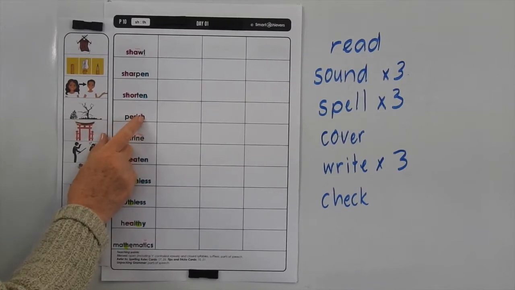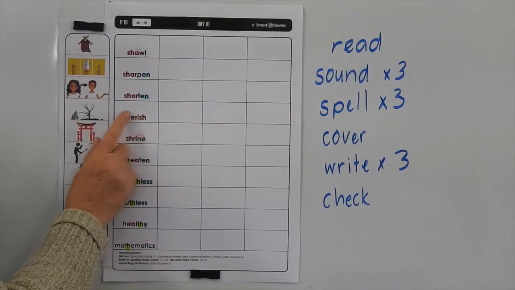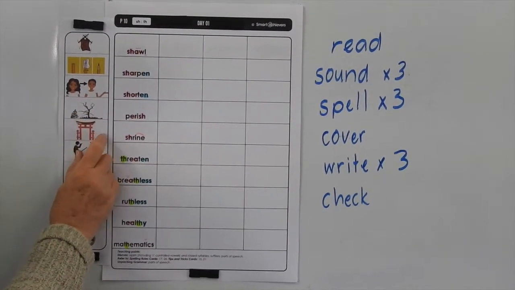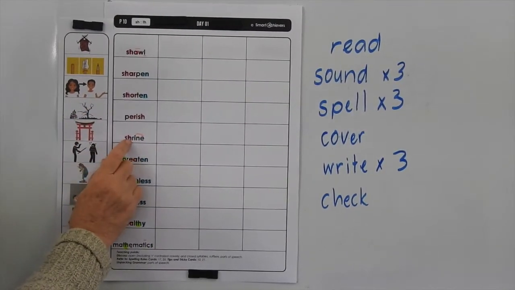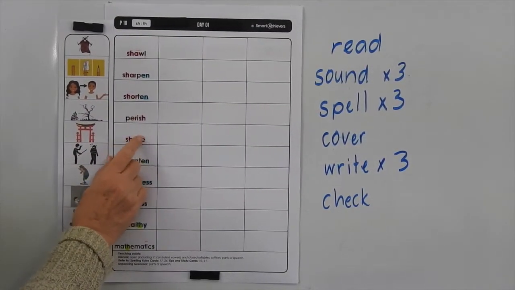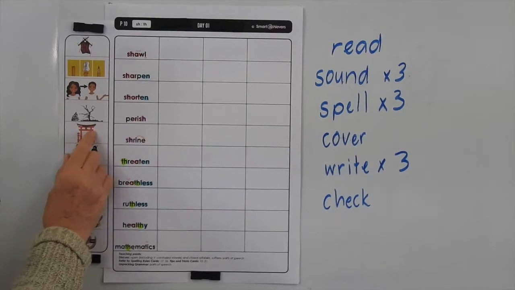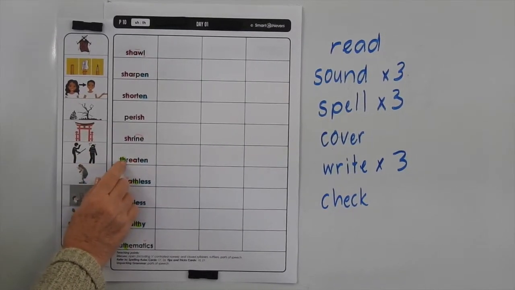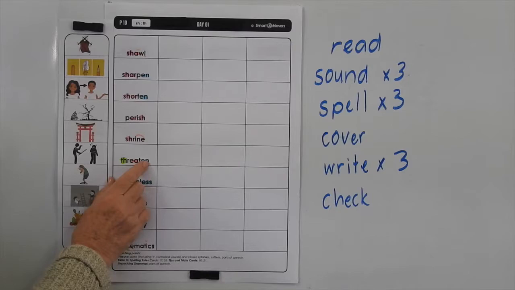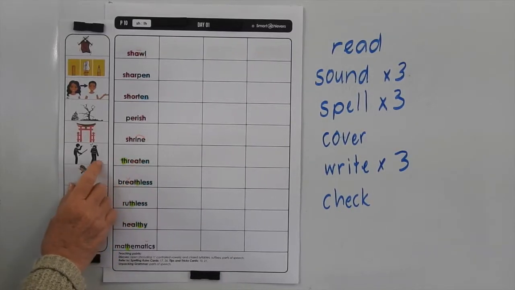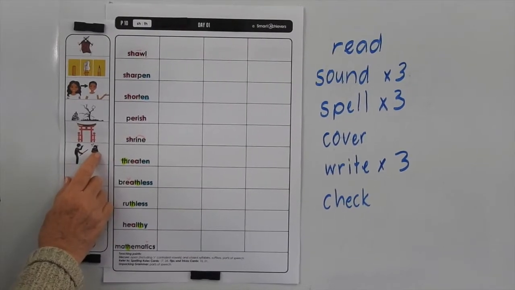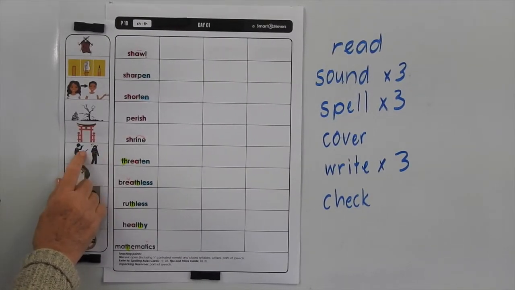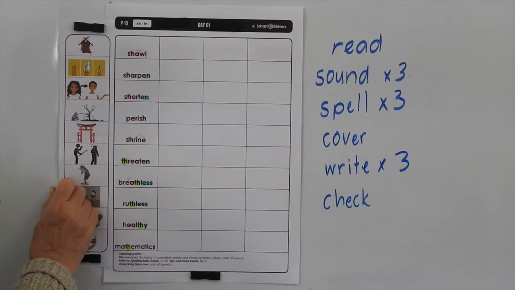Perish is when something rots or decays and goes away, it falls apart. Shrine is a place where we may go to honour someone or something. Threaten is to state that someone might or is going to be hostile to someone else, from something they have said or done to them.